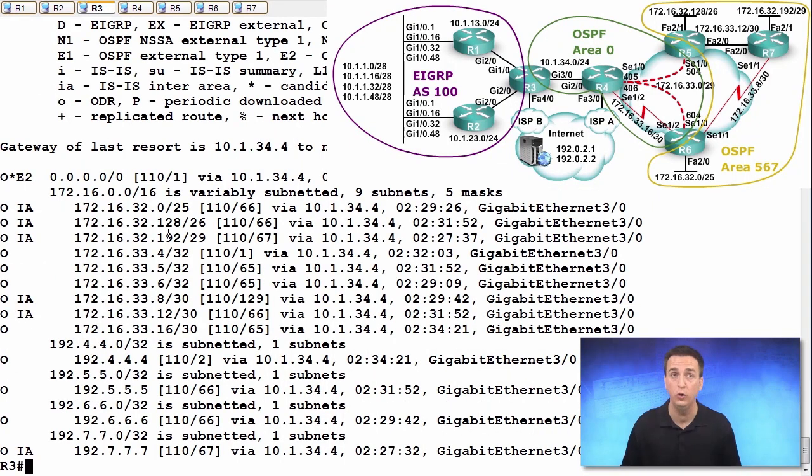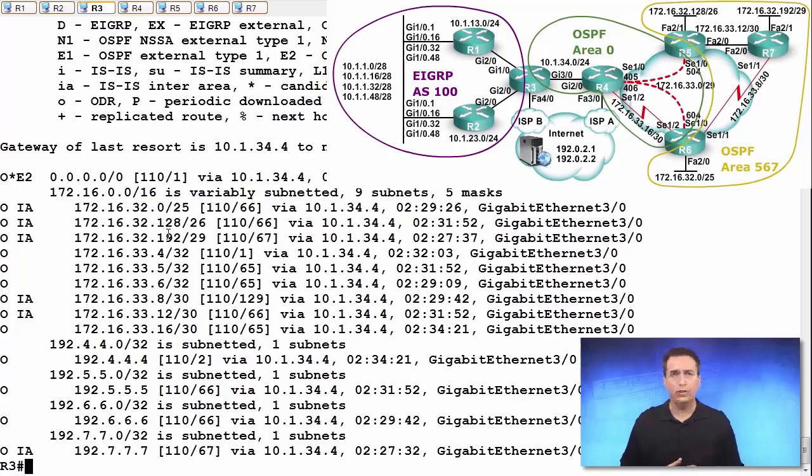We have an E2 OSPF route for the default route. We have some OIA routes, which are those inter-area routes, routes inside of our OSPF domain but outside of our area. And we have our O routes, the O routes being the routes to destinations inside of our area. So these are the intra-area routes.